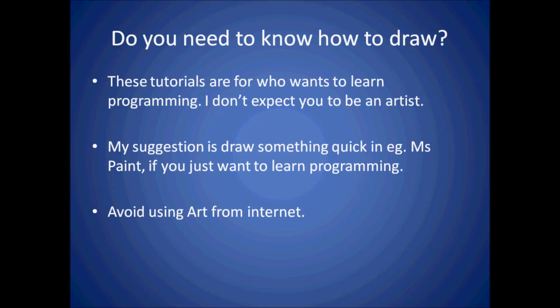So you can do one of two things. You can go on Paint and just draw something really quickly, or use Photoshop, or whatever software you want, or you can get it from online, but avoid getting any copyrighted art. I would just draw your own art if you just want to learn programming. For now, at least. Your art can always be changed later.